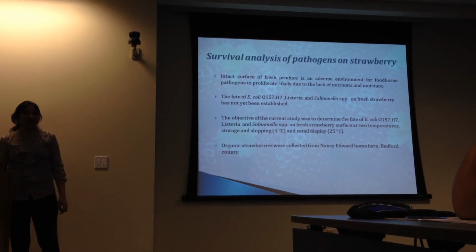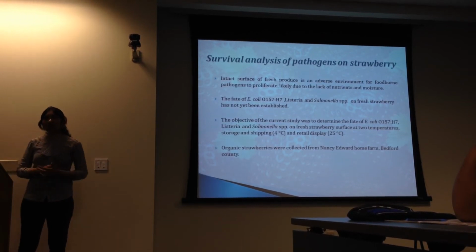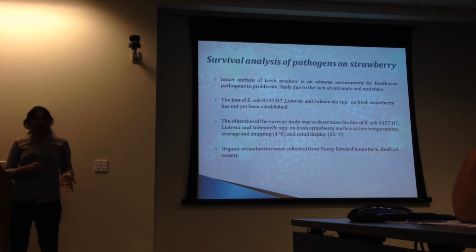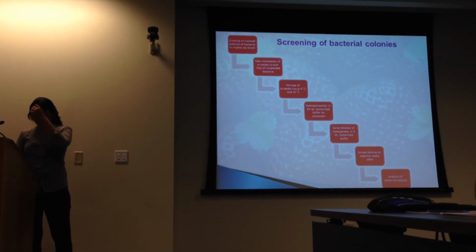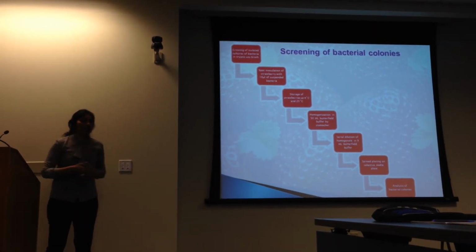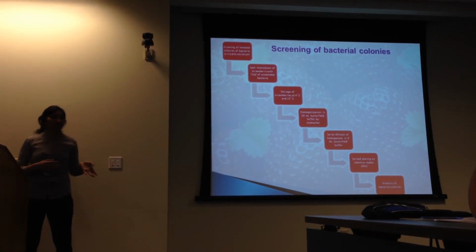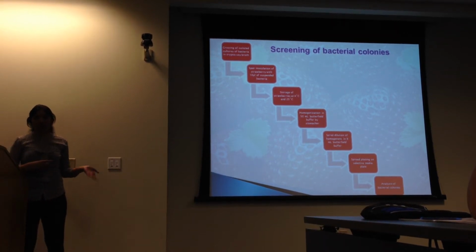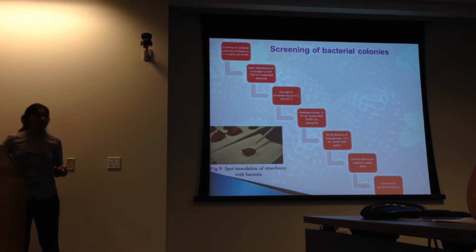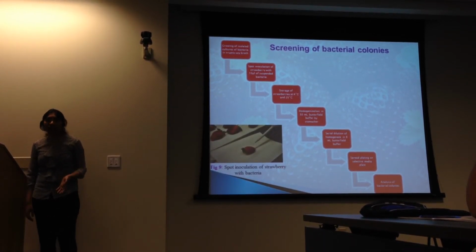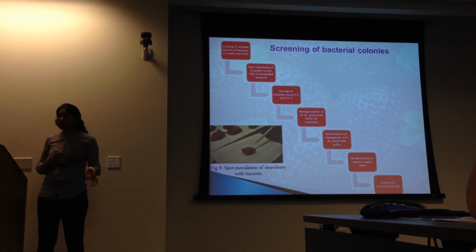So for these studies, we got the organic strawberries of the Chandler variety from the nearby Nancy Edward home farm, and the non-organic ones from the nearby Kroger's. For these survival studies, we did the screening by following some methods. First, we isolated the bacterial cultures, individual bacterial colonies, and then suspended them in some buffers. And then we followed the spot inoculation method, in which around 10 to 30 microliters of this bacteria is inoculated onto the surface of the strawberry.